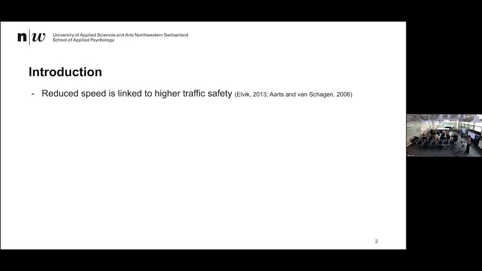more safely. And I guess even to lay people, it's not a surprise that reducing speed has a positive impact on traffic accidents and the severity of traffic accidents. So reduced speed is linked to traffic safety. That's not my area of expertise, of course, but I can refer here to the experts of the field.